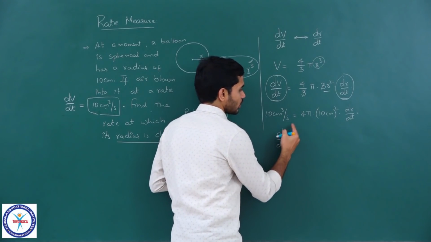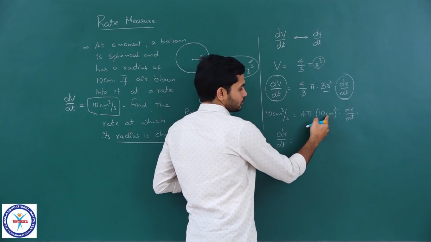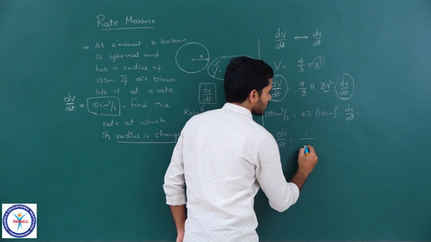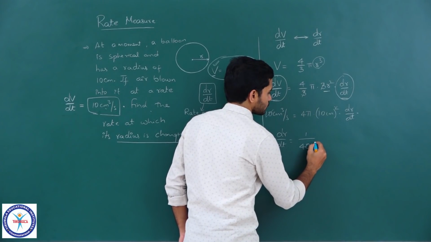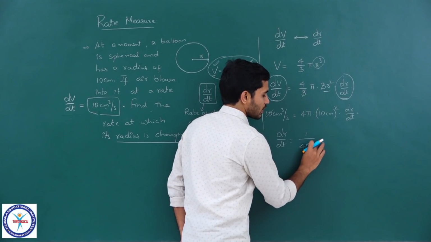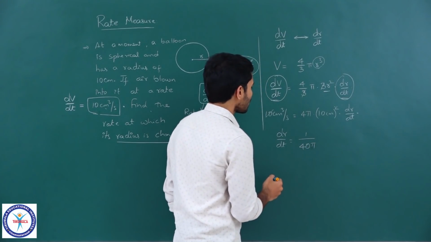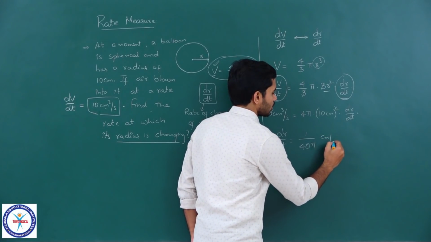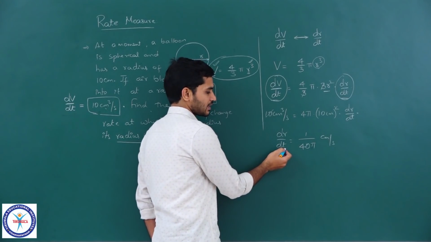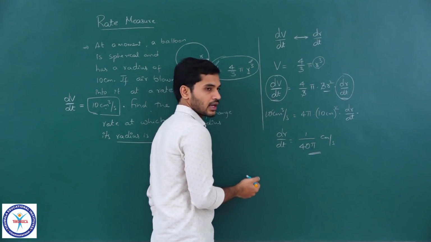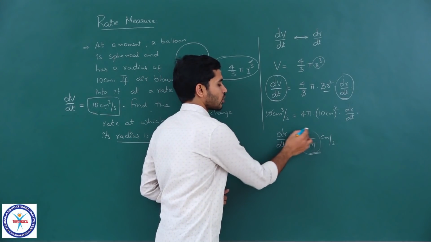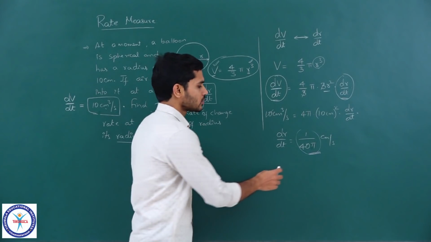dr by dt is equal to, so 10 and 10, 1 10 here will get cancelled. So you will be getting 1 by 40 pi, right? So 1 by 40 pi centimeter per second. So it basically means that this is the instantaneous rate at which the balloon's radius is increasing. So 1 by 40 pi centimeter per second. So that is the idea.